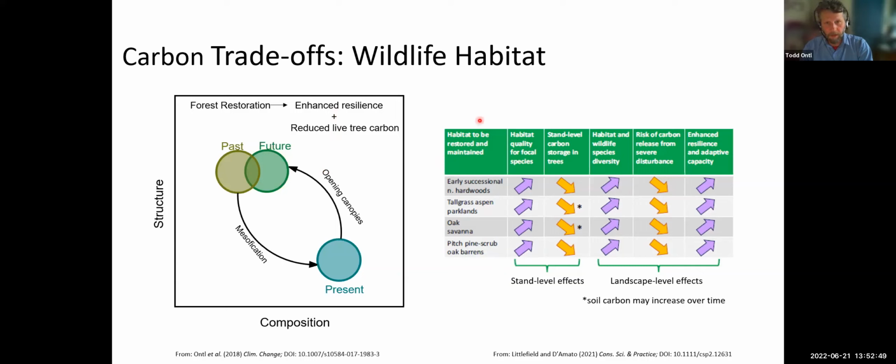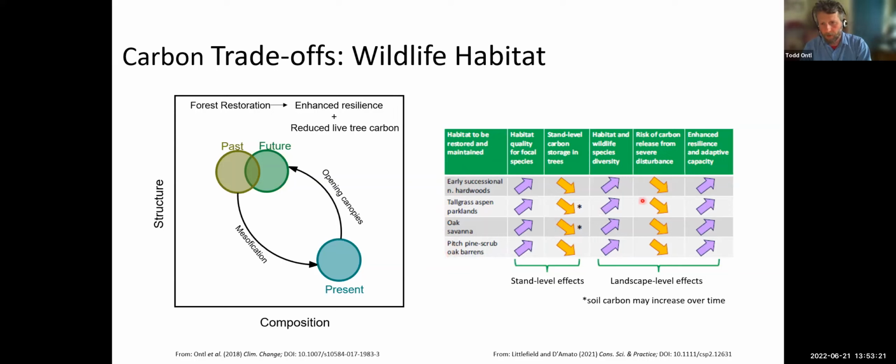And some of these ideas have been described really well in this paper that came out last year by our colleagues Caitlin Littlefield and Tony D'Amato in their Conservation Science and Practice paper, where they were exploring this idea of carbon trade-offs for wildlife habitat. And they took a look at 4 different habitat types: successional northern hardwoods, tallgrass aspen parklands, oak savannas, and pitch pine scrub oak barrens.